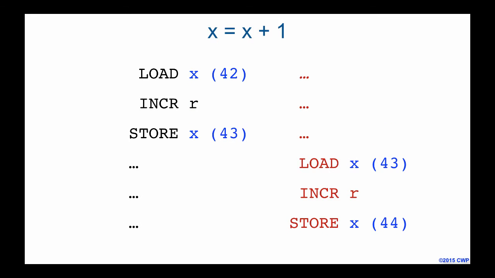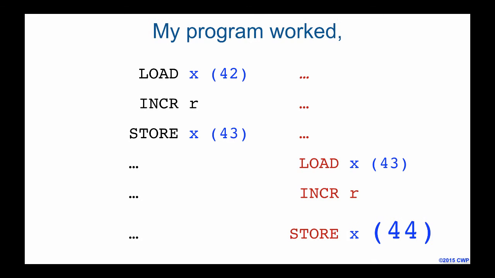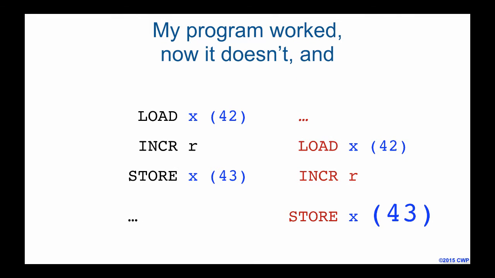What you might have hoped was something more like this. Because now the answer is going to be different. In other words, x now is not 43 anymore, it's 44. Okay, did you get that, right? So my program worked. This is the answer you probably wanted. But now it doesn't. And I didn't change anything.